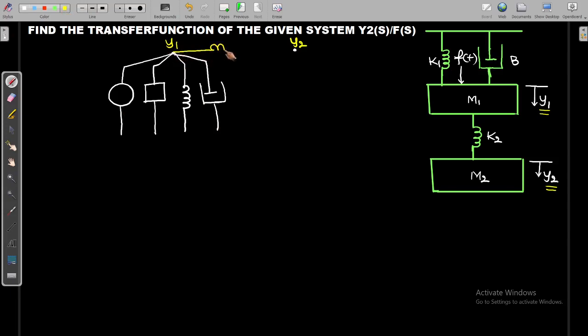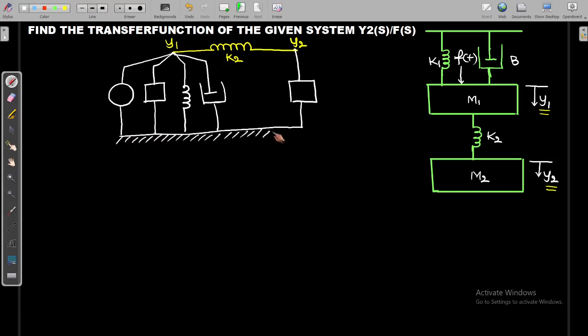In between y1 and y2 there is a spring constant K2, which we represent here as K2. After that, for the y2 displacement you have only one element, the mass, connected. So this is the node based diagram, and all of these are connected to the reference. So this is the node based diagram of the given problem.